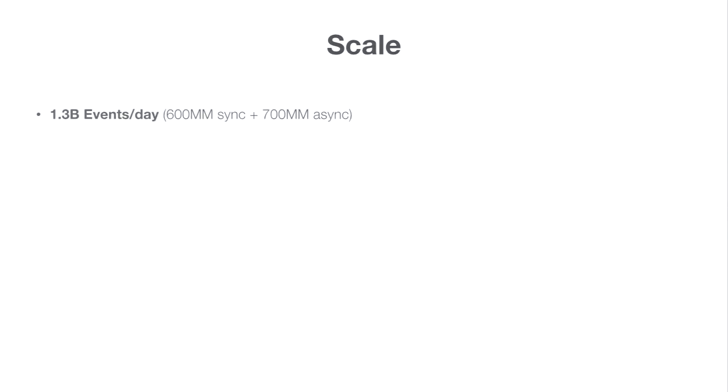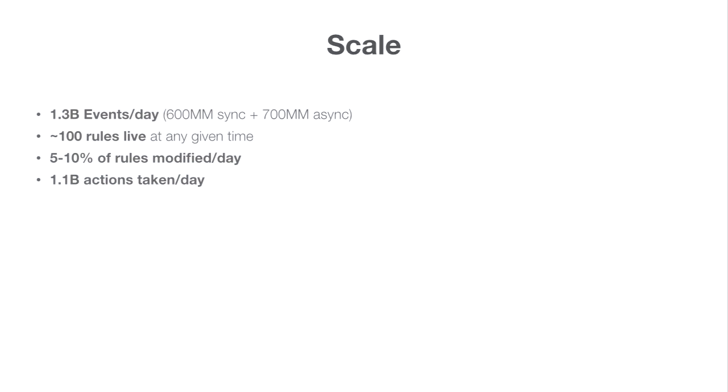So, some scale numbers. 1.3 billion events per day are being considered synchronously and asynchronously. About 100 rules live at any given time. 5 to 10% of those are churning on any particular day, meaning not necessarily a brand new attack, but there's some sort of mutation that needs to be accounted for. And we're taking over 1 billion actions.